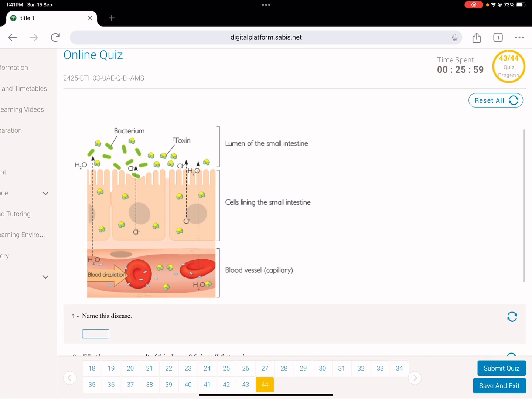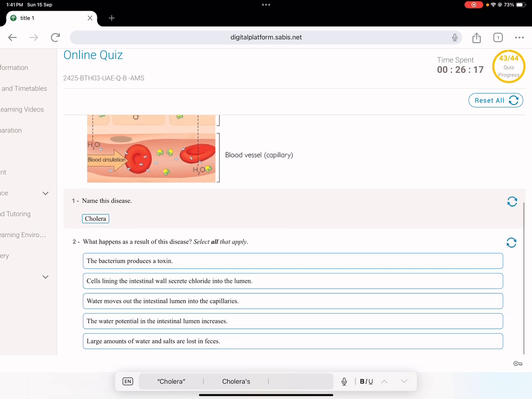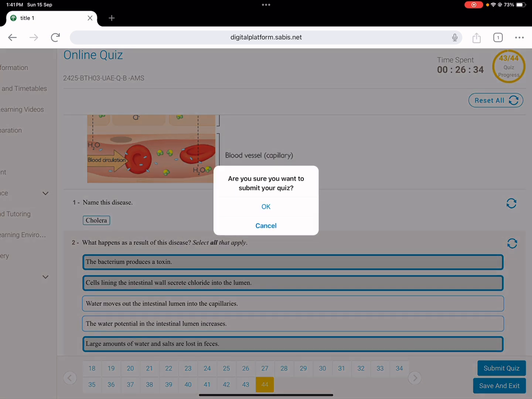Okay, so name this disease. As you guys can see from the figure, it's a small intestine, and what infects our small intestine, we said, is cholera. So this disease is cholera. And what happens as a result of this disease? We said the bacterium produces a toxin, cells lining secrete chloride, and the water potential in the lumen increases. Nope, it decreases. That's why water moves in. As we just said, water moves in, and large amounts of salts and water are lost in the feces.